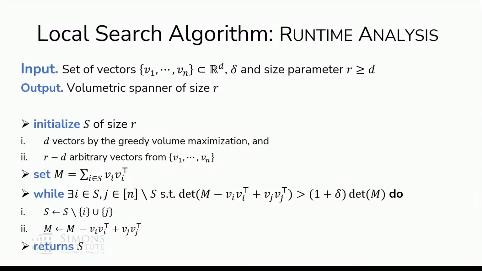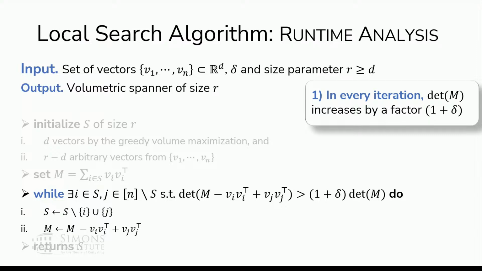OK, so now I'm going to show you, first of all, why it runs in polynomial time, why it terminates. Next, I will show you the approximation guarantee for the volumetric spanner, why the coefficients are always less than 1 when I'm using this set of vectors.